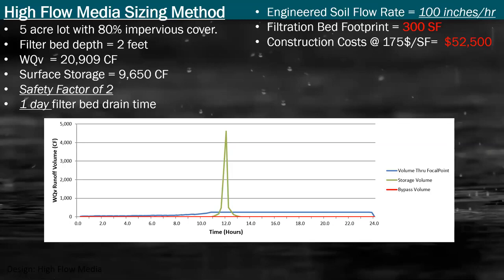So it cuts down construction costs, and it also cuts down on your maintenance. And then you can also run these numbers through a TR55 spreadsheet, just so you can ensure that all the water goes through your filtration bed and doesn't go into bypass mode.